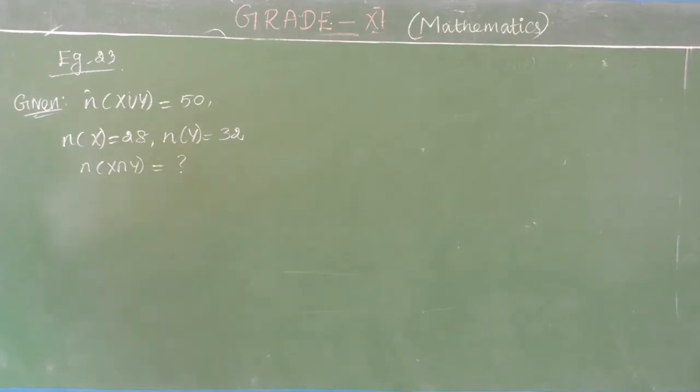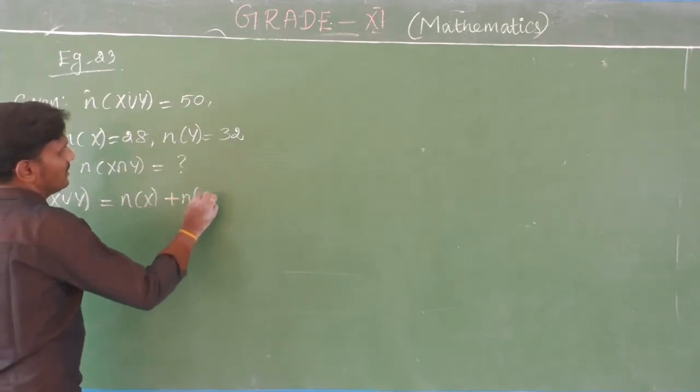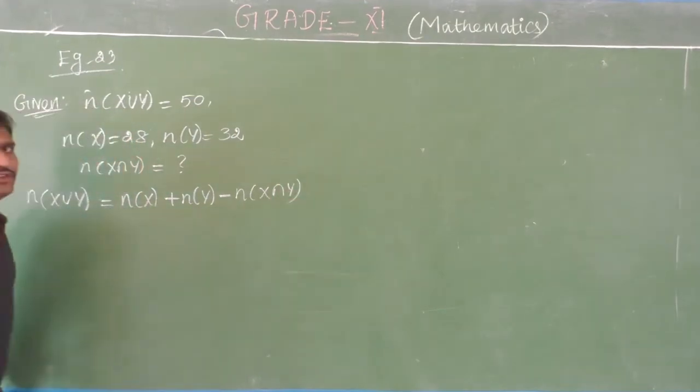Okay. So this is your given question. Now what is the formula? Here A and B are X and Y. You should know the formula. Okay, now write the formula. n of X union Y is equal to n of X plus n of Y minus n of X intersection Y. So this is your formula.